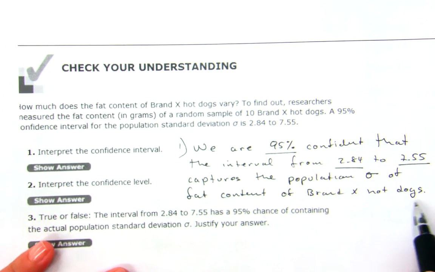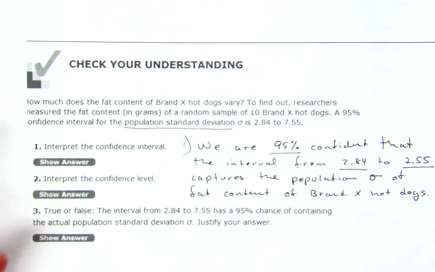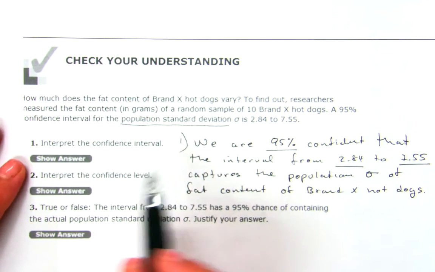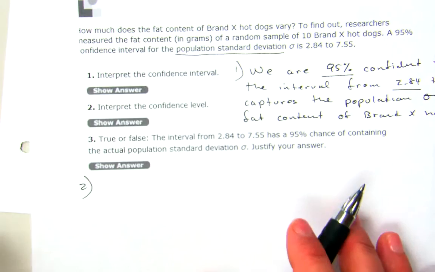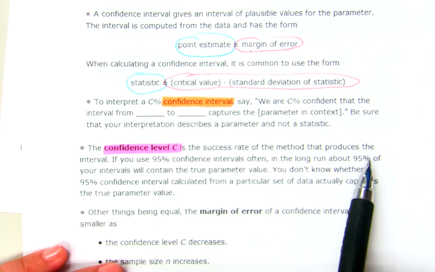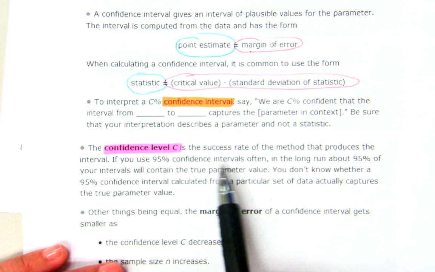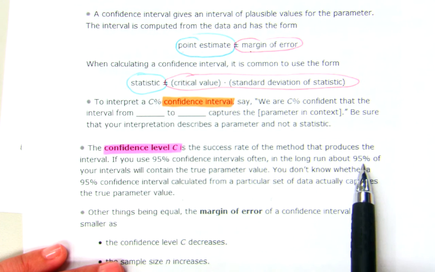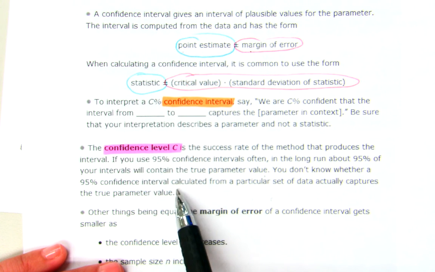We're just 95% confident that the interval from 2.84 to 7.55 captures the population standard deviation of the fat content of brand X hot dogs, because we're talking about the population standard deviation here. Okay, that was the confidence interval. The confidence level, number 2, is just a little bit different. The confidence level is the success rate of the method that produces the interval. If you use 95% confidence intervals often, in the long run, 95% of your intervals will contain the true parameter. You don't know whether the interval calculated from a particular set of data actually captures the true parameter value.